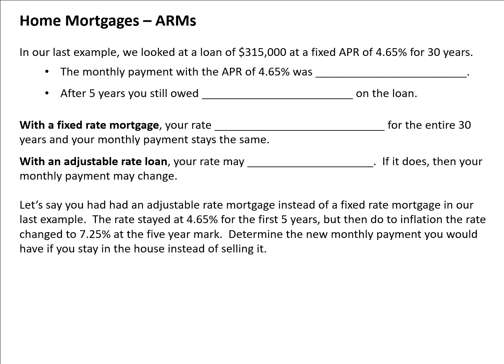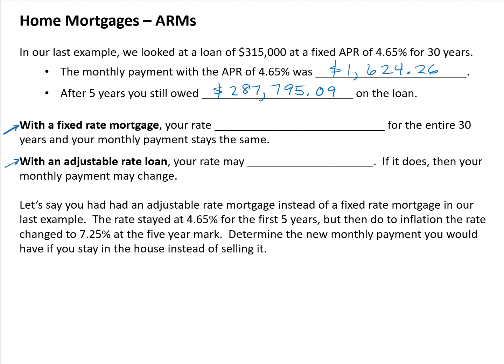So in the last example, we looked at a loan that was for $315,000 at a fixed APR of 4.65% for 30 years. Now the monthly payment we had worked out was $1,624.26. And after 5 years, we still owed $287,795.09.